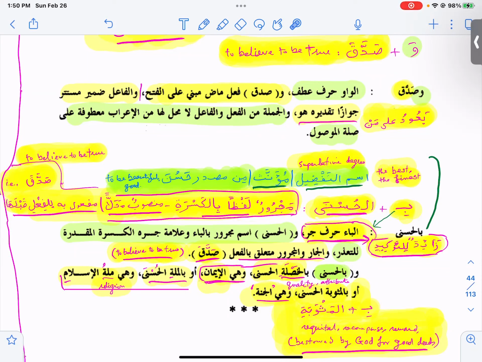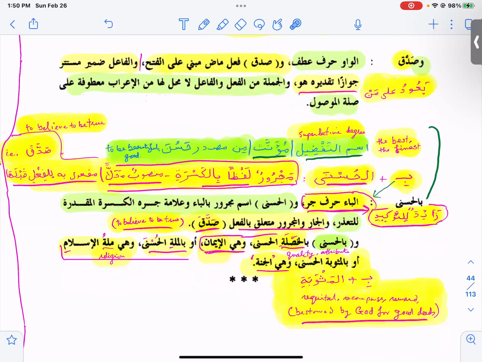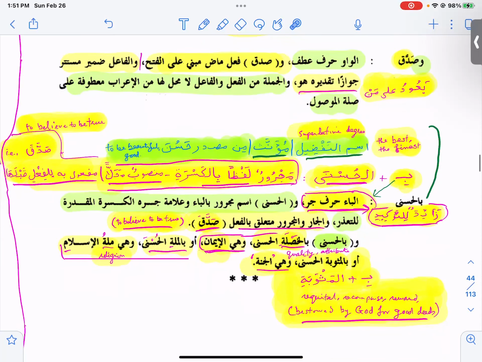Mansuban mahallan, but it is mansub mahallan. Maf'ulun bihi lil fi'li kablaha, saddaka. It can be maf'ulun bihi for saddaka. So now you have to understand that this is ismu tafdil mu'annas, husna, from the masdar hasuna, to be beautiful, to be good.